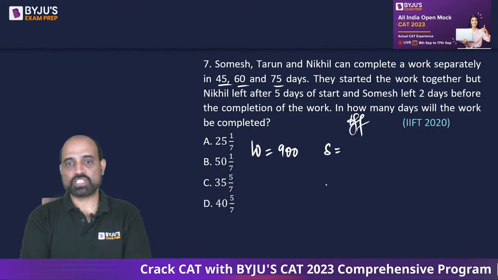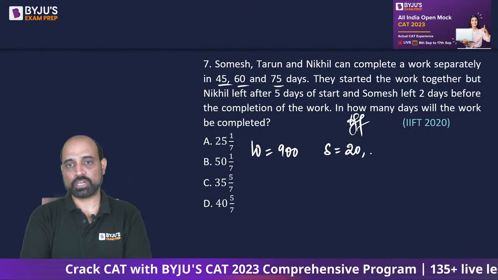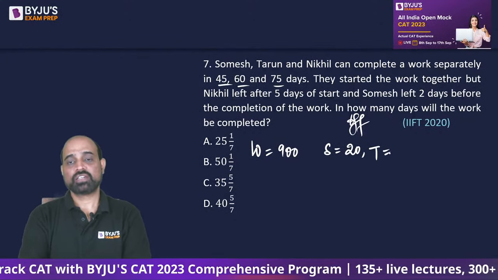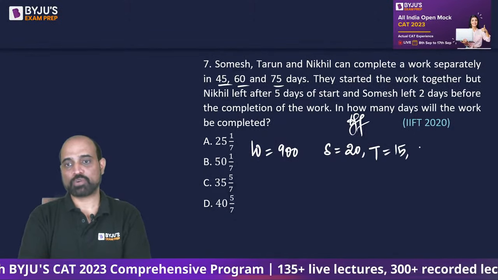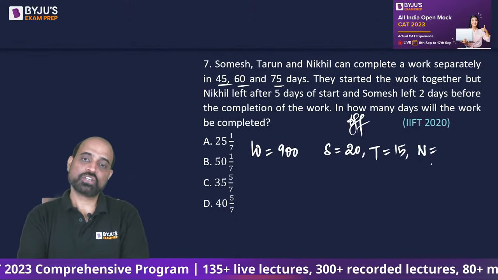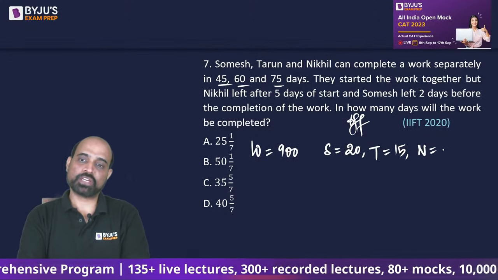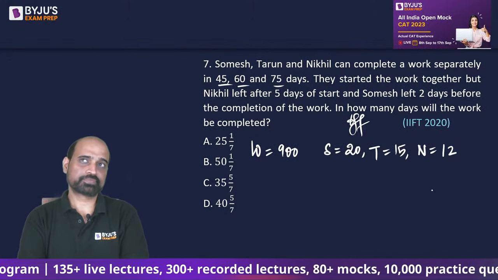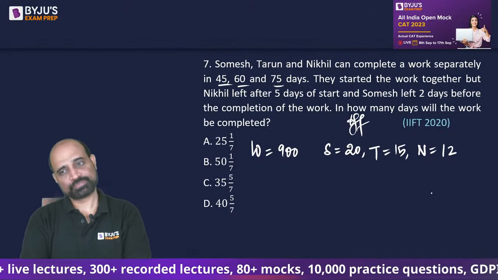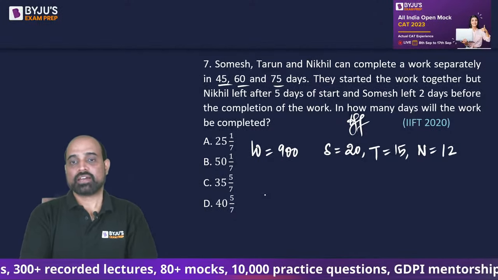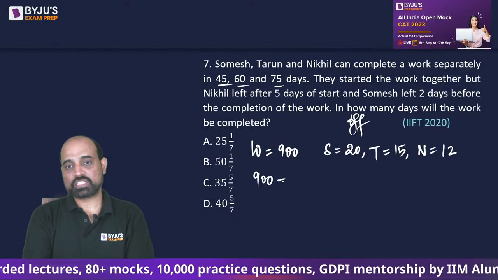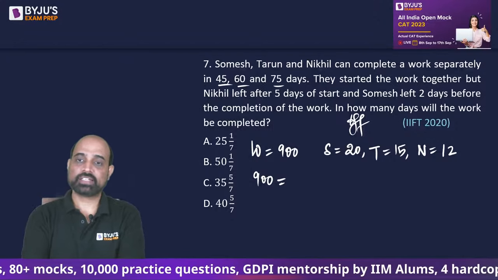Somesh's efficiency is going to be 20. What about Tarun's efficiency? It's going to be 15. And what about Nikhil's efficiency? This is going to be 12. 750 plus 150. Now these 900 units we are supposed to complete.